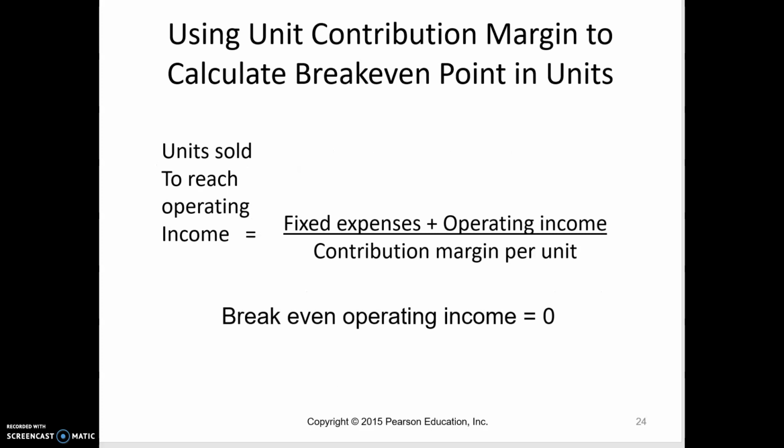So if we want to figure out how many units we need to sell to break even, we take our fixed expenses, and this is the formula we're going to use because then we can just stay with this formula and use it when we're trying to reach various operating incomes. So fixed expenses plus operating income gets divided by contribution margin per unit. We know when you break even, your operating income is zero. So it's basically fixed expenses divided by contribution margin.